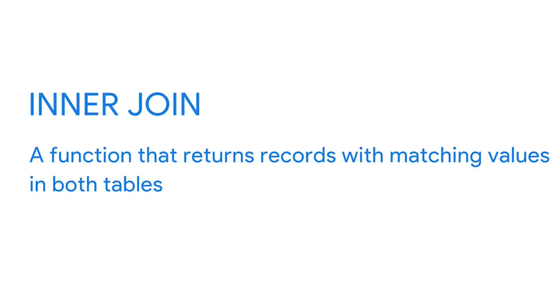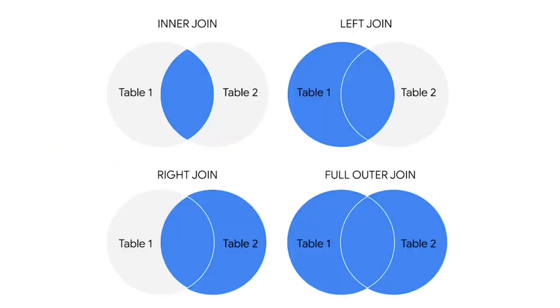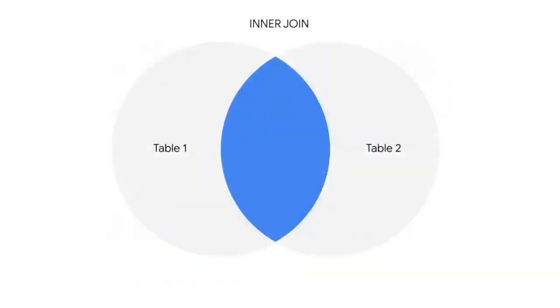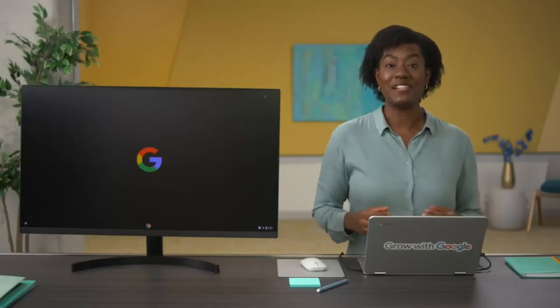An inner join is a function that returns records with matching values in both tables. If we think about our tables as the circles of this Venn diagram, then an inner join would return the records that exist where the tables are overlapping. For the records to appear in the results table, there has to be key values in both tables. The records will only merge if there's matches in both tables. When you input join into SQL, it usually defaults to inner join, so a lot of analysts will use join as shorthand instead of typing the whole query.